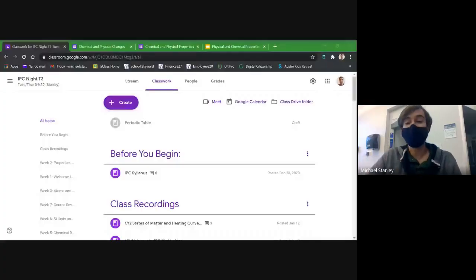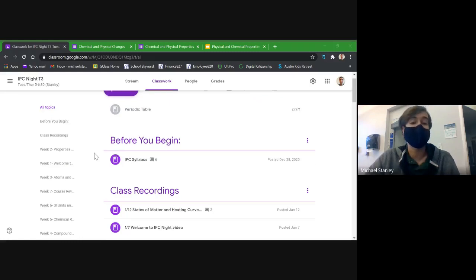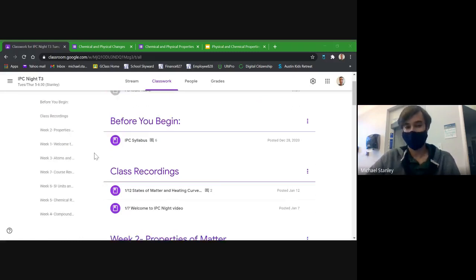Yesterday we were talking about the states of matter and the changes of matter, the different characteristics that those different states of matter have, how we change from one to the other, and what a curve of changing from one state of matter to the other looks like with that heating curve.